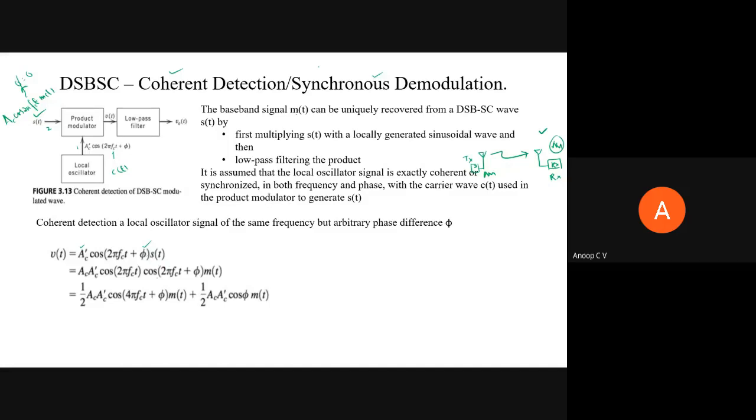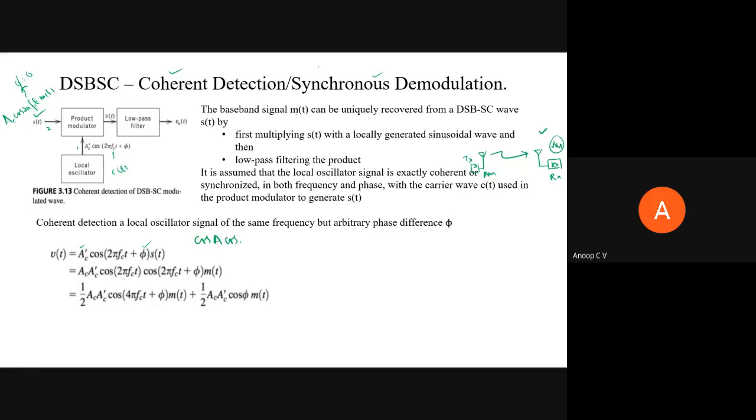So now s of t I can expand as AC cos 2 pi fct times cos 2 pi fct plus 5 times m of t. So now we have cos A cos B, cos 2 pi fct times cos 2 pi fct plus 5, right? So now what is cos A cos B?